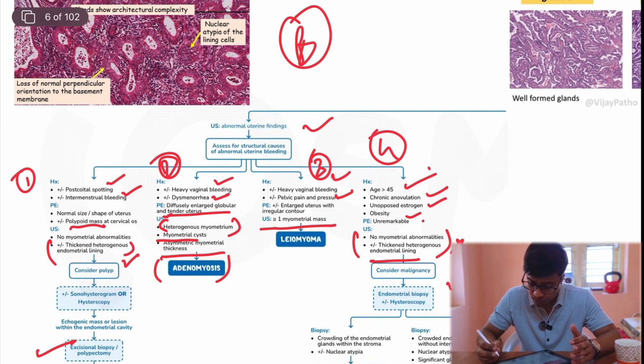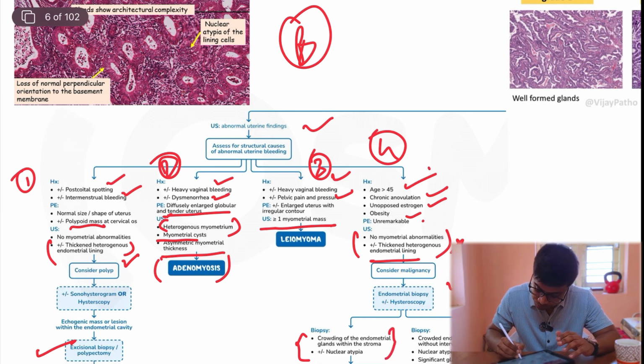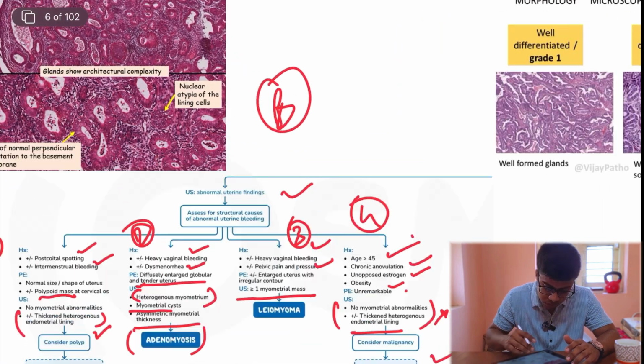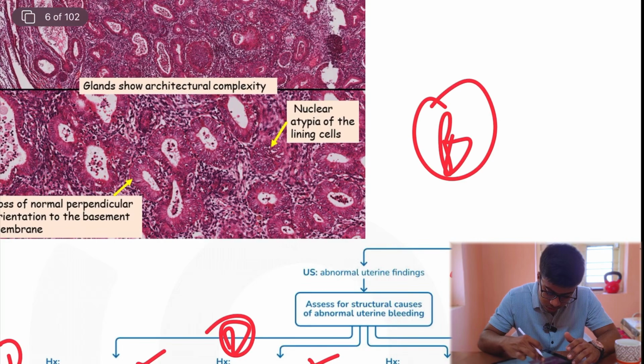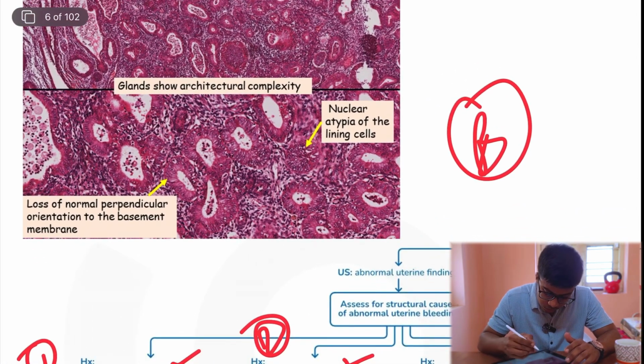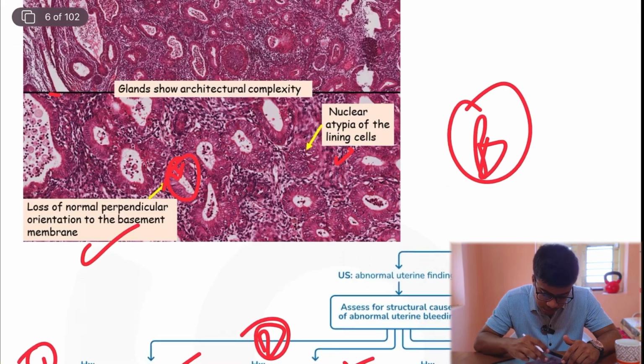Endometrial biopsy or hysteroscopy should be done. On biopsy, crowding of endometrial glands within the stroma and nuclear atypia will be there. That will be endometrial intraepithelial neoplasia, hyperplasia. So what will the nuclear atypia show? Loss of polarity is there, loss of orientation or basement membrane, and the glands show architectural complexity.